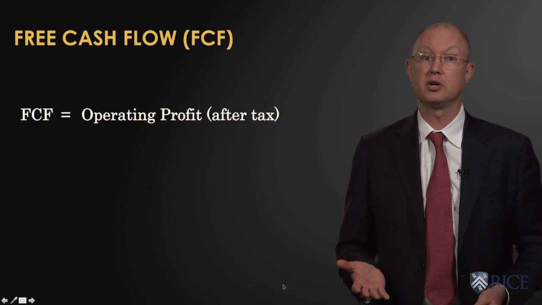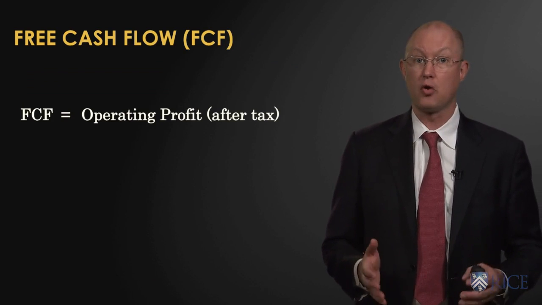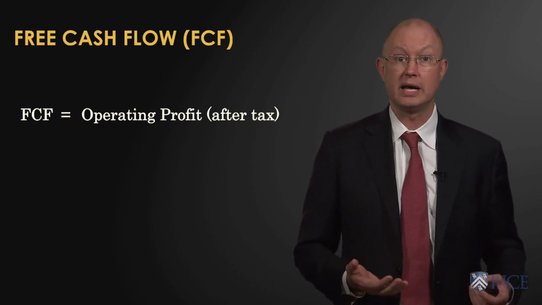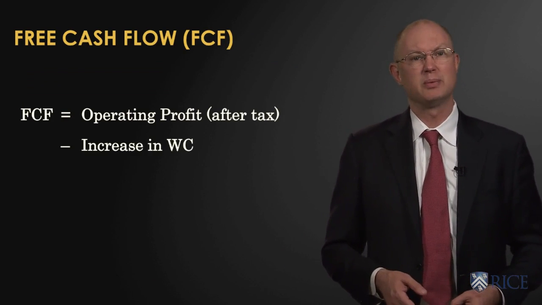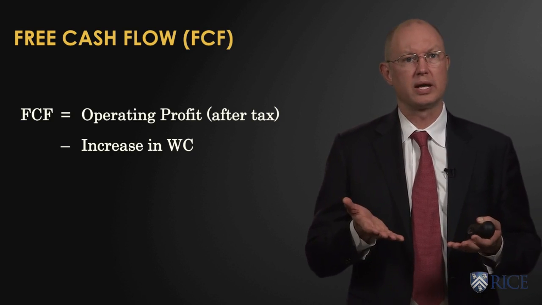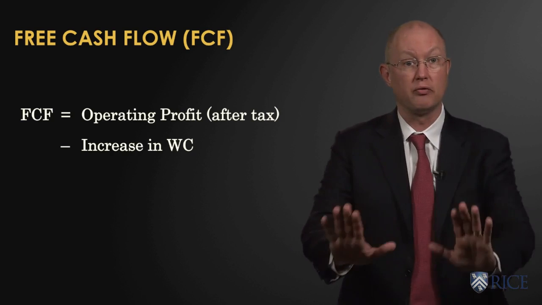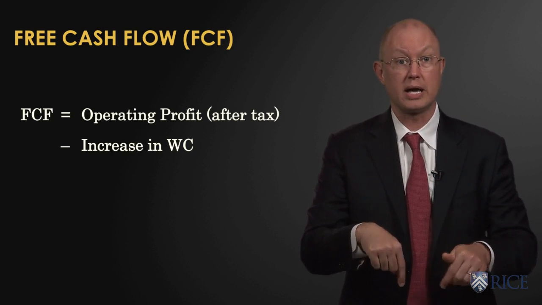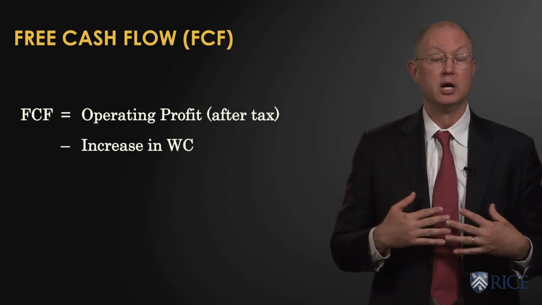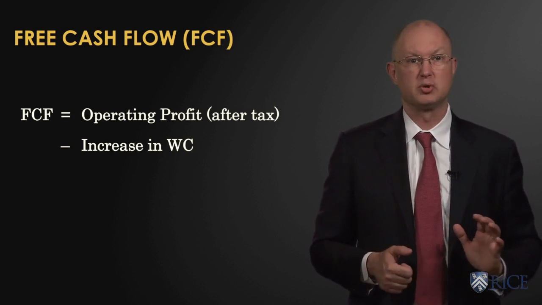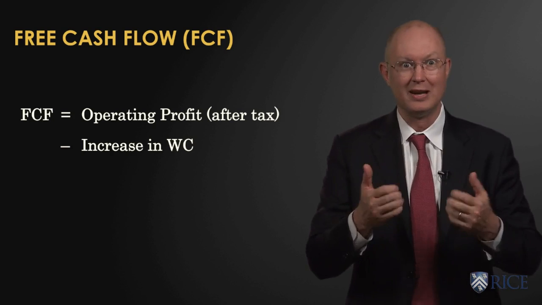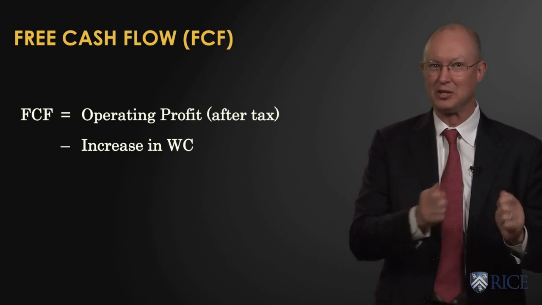Putting that back together with our free cash flow formula from the previous lesson, I take operating profit, I subtract any increase in working capital. Remember, an increase in working capital is a cash outflow. A decrease in working capital is a cash inflow. So to compute free cash flows, I want to subtract any increase in working capital. That gets tricky because it's a double change.